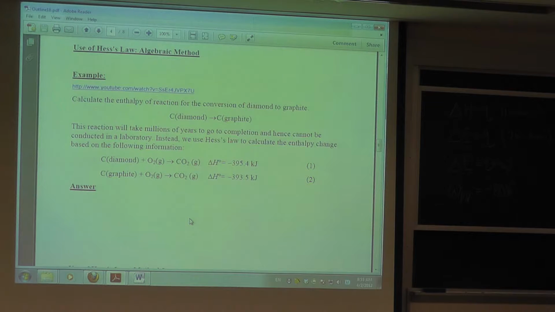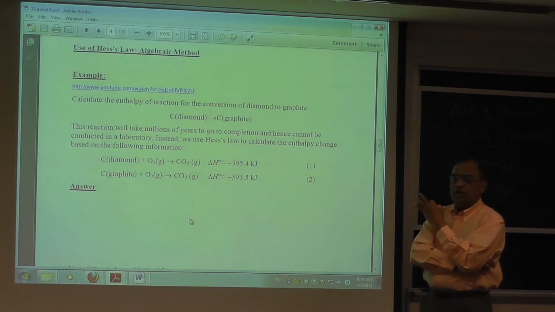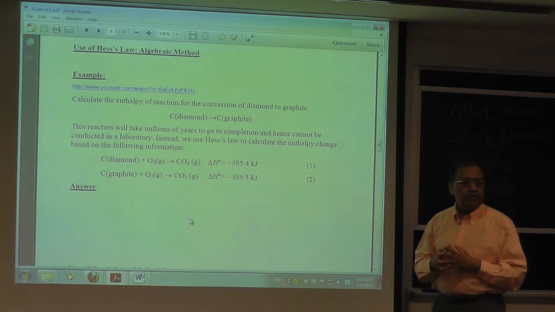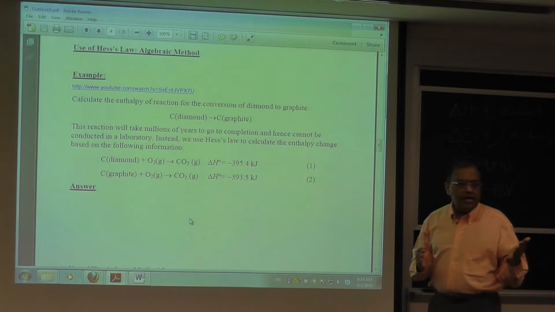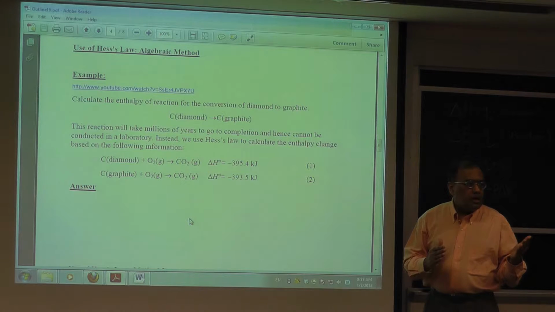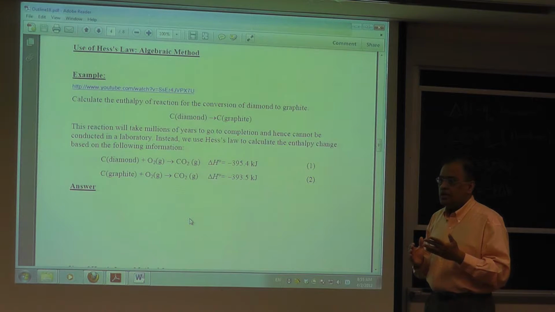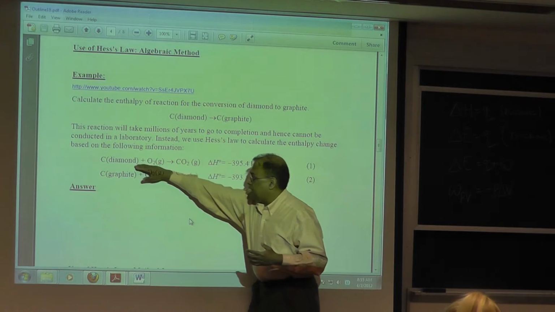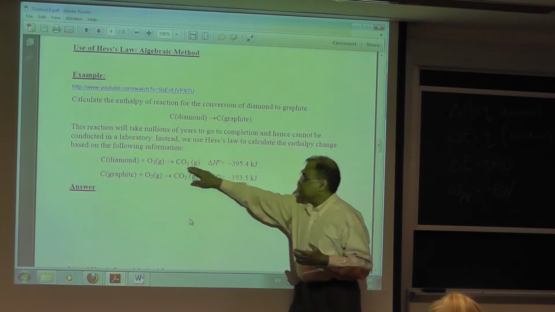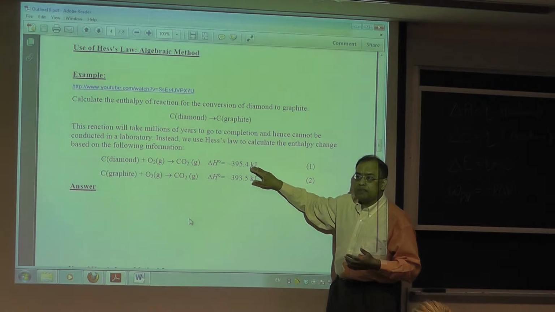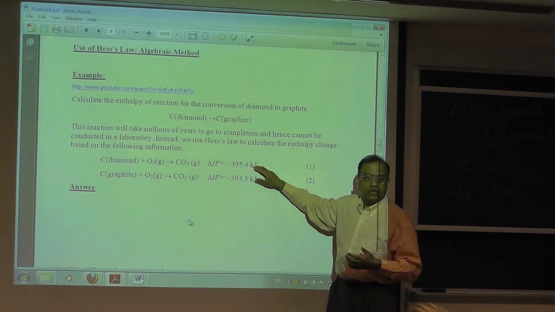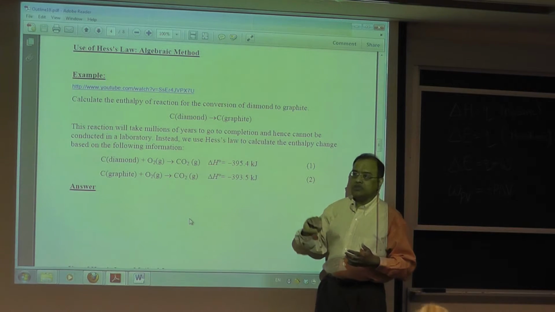So this is the first method of using Hess's law, and we're going to call this an algebraic method. What this means is that you can take an equation and multiply it by any number, positive or negative. And when you multiply an equation by any number, you have to make sure that you multiply the enthalpy change also by that same number. Okay, given that hint, can you try to work out this problem, please?